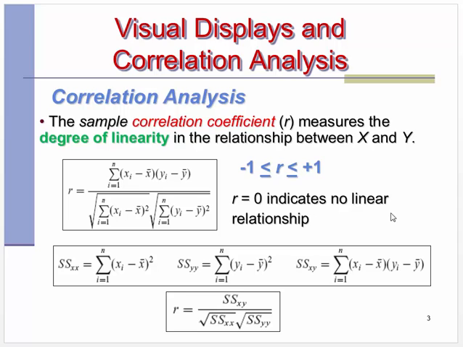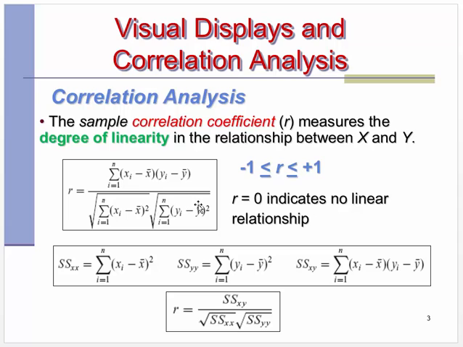And R, the correlation coefficient, is calculated as the sum of xi minus its mean times yi minus its mean, and the multiplied result is summed from i equals 1 to n. In the denominator you have two square roots. The first one is the sum of xi minus x bar squared, square rooted, times the square root of the sum of yi minus y bar squared. And that ratio here is the R, or correlation coefficient.